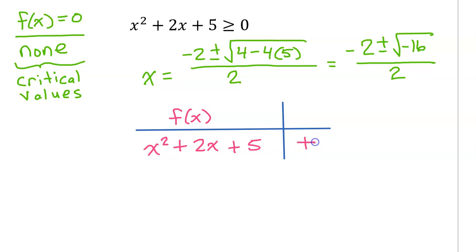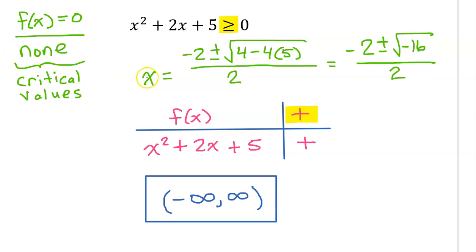That means f of x is positive everywhere. We were looking for values of x that would cause f of x to be greater than or equal to 0. Since f of x is positive everywhere, the solutions are from -infinity to positive infinity.